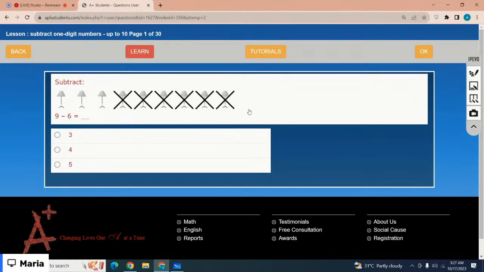Yes, just count the ones that are not crossed. So 3 of them are not crossed. That means 9 take away 6 is 3, right? So the correct option is 3.